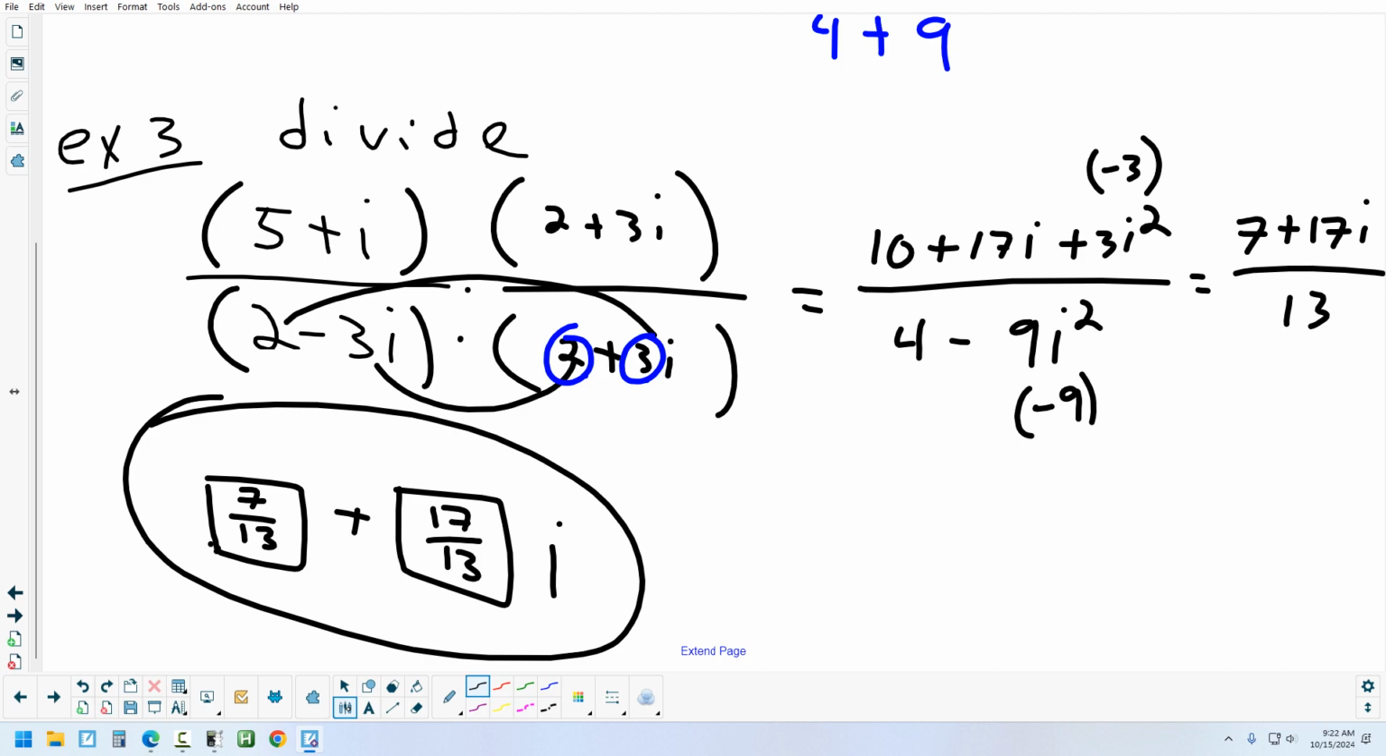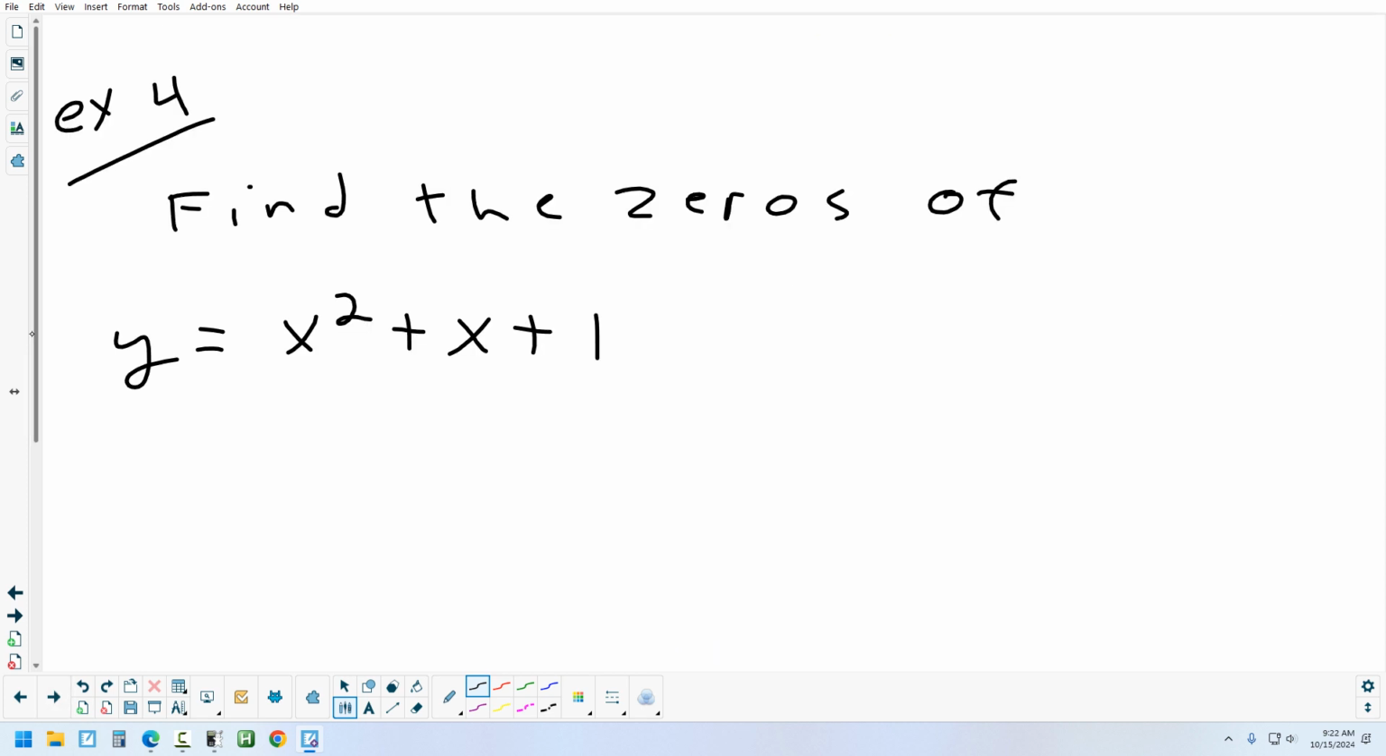So now let's use all those ideas to solve for roots. Now we know how to work with basic arithmetic with complex numbers. So let's see what happens. Okay, let's find the zeros of that: x squared plus x plus 1.